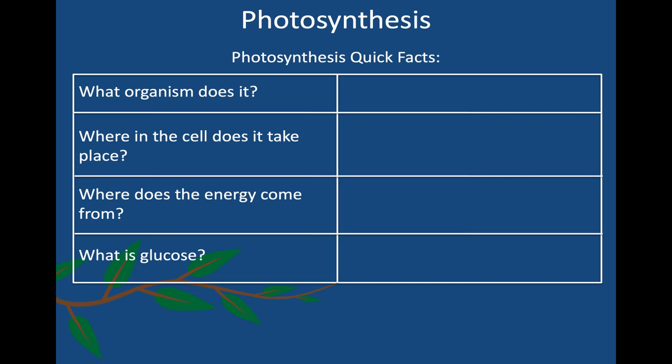So let's do a quick check here. Quick things about photosynthesis. What organism uses photosynthesis? Plants. Where in the cell does it take place? In the chloroplast. Where does the energy come from? The sun. What is glucose? It's our sugar that the cells use for energy.